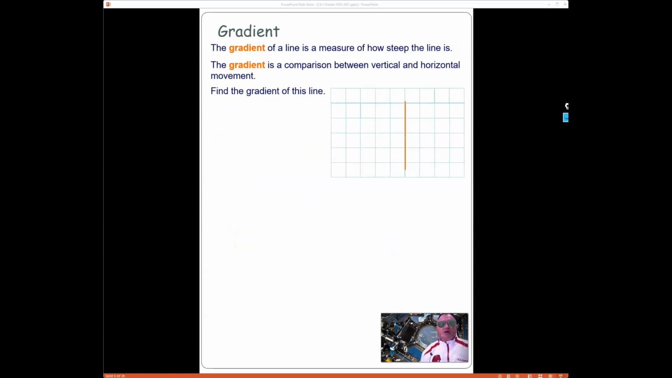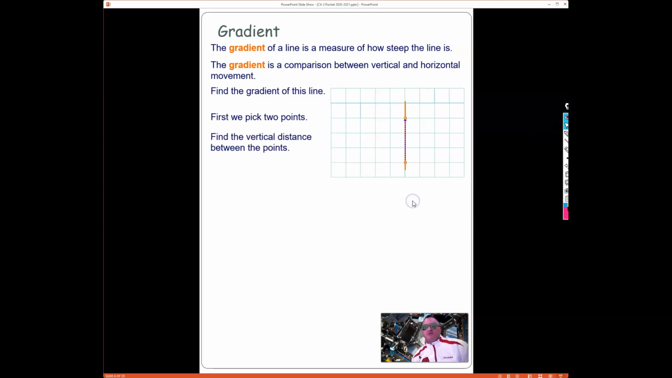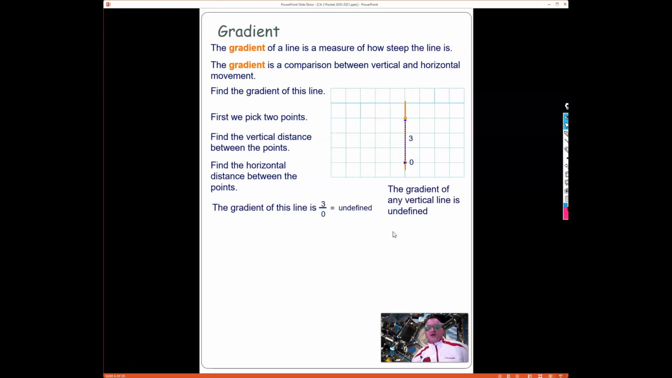All right, next up we got a vertical line, and we want to find its slope. So if we follow our same process here, pick 2 points. Okay, find the vertical distance between them. In this case, that's 3. Find the horizontal distance, that's 0. Now when we write our gradient as rise over run, we have a 0 in the denominator, which we learned is a no-no. Bad things happen when you divide by 0. So that is undefined. The gradient of any vertical line is undefined.